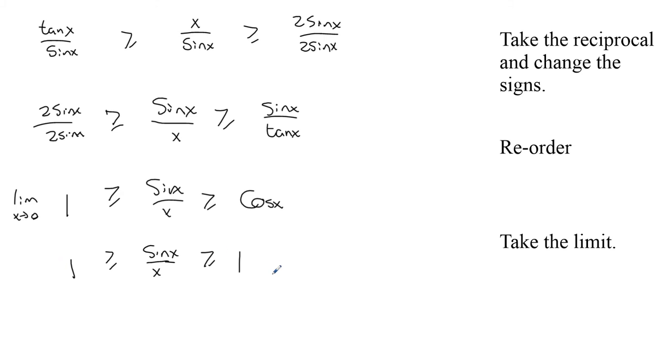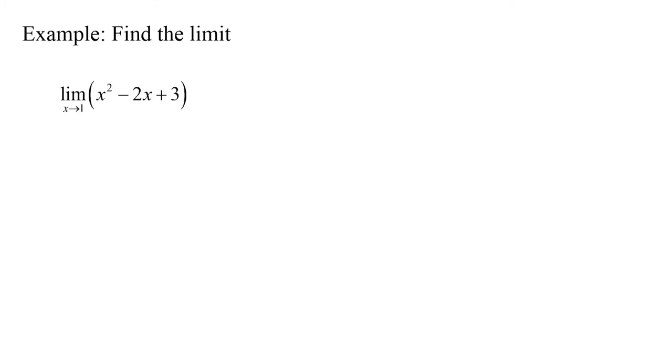Since I've got 1 on the left and 1 on the right, what's in the middle, if this is greater than or equal to, and these two are equal, well, then this one has to be 1. So we can conclude that the limit as x goes to 0 of sine x over x also has to be 1. All right, let's move on. Now we're here to some examples.